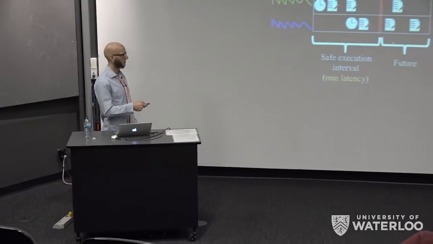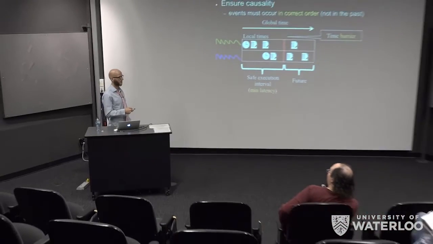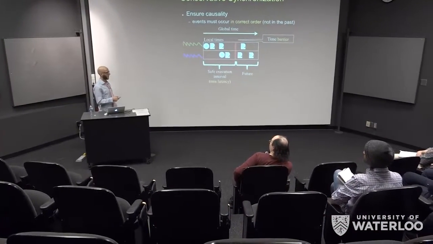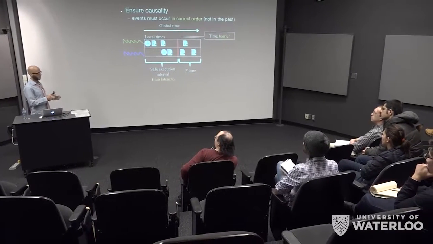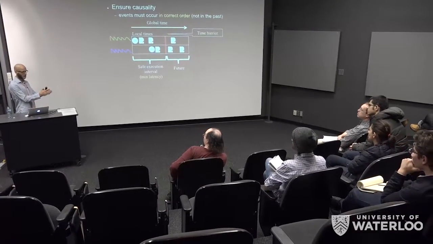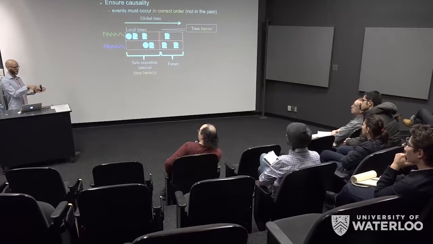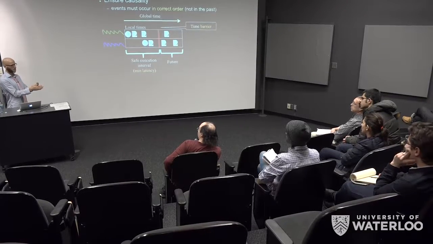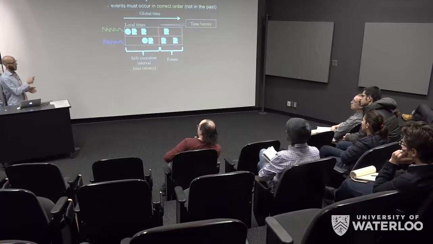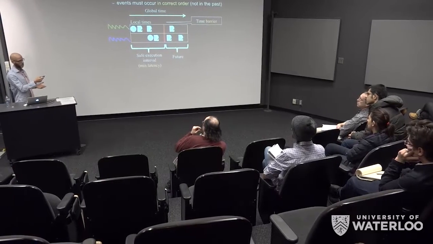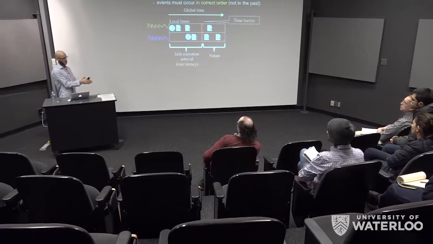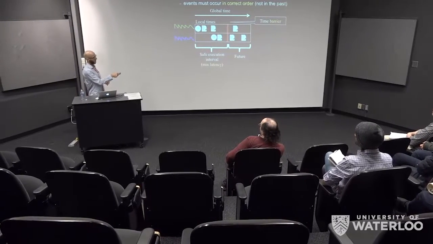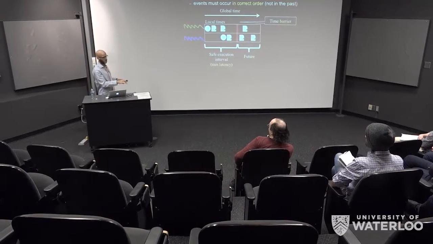I see. So this safe execution interval is simulated time, which means, I should have mentioned this, whenever an event is executed, the simulation time is paused at that point. That event is executed at that single instant in simulation time. Global time is always advancing, of course, but the simulation time is paused while that event is being executed. So these local times here are simulation times, not physical times.